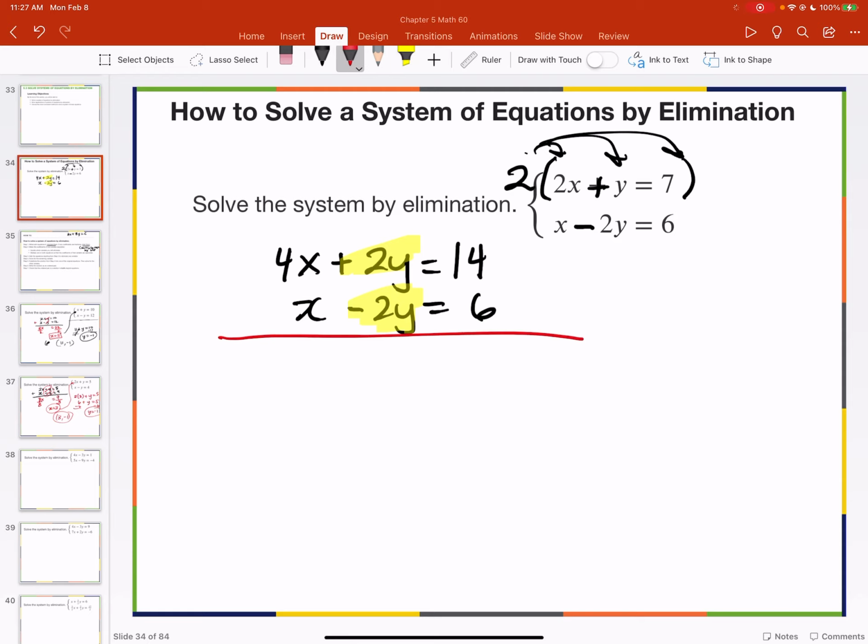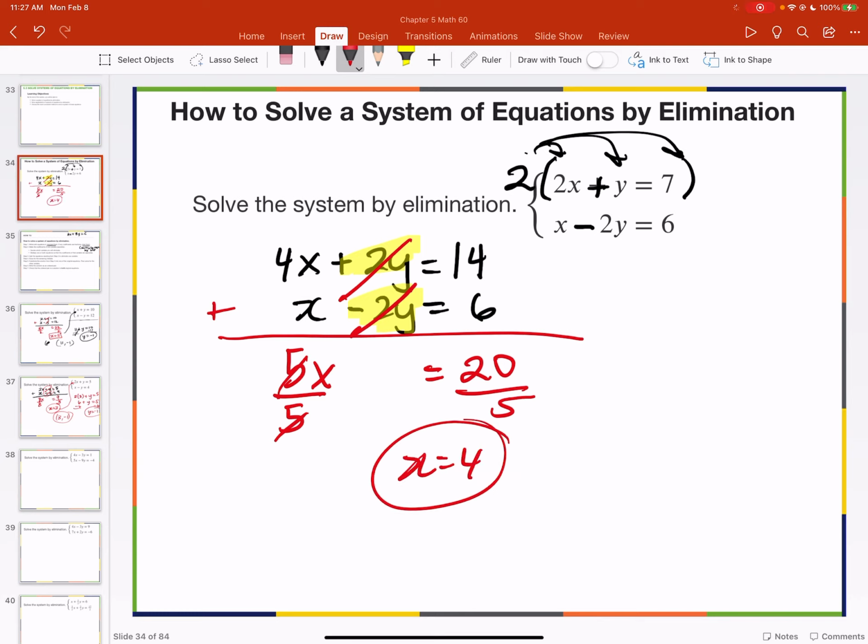Okay, so now I can go ahead and add. So this becomes 5x, and then this will cancel out. And then 14 plus 6 is 20. Okay, so you're basically combining them and then solving for x. Divided by 5, x is equal to 4.